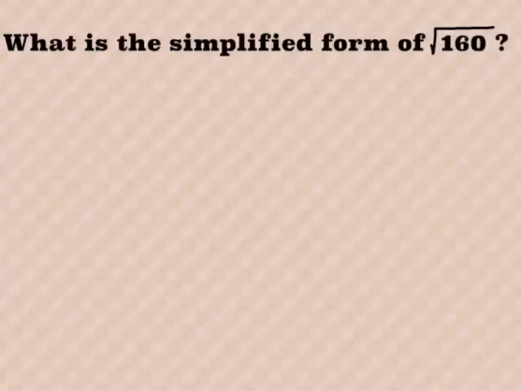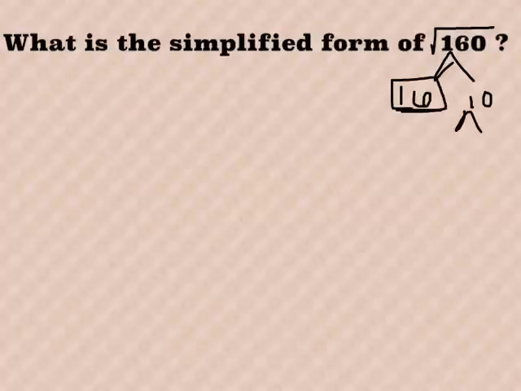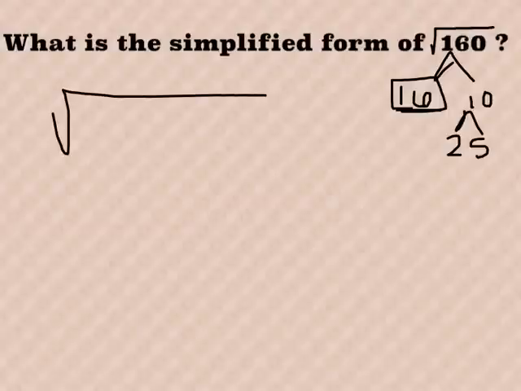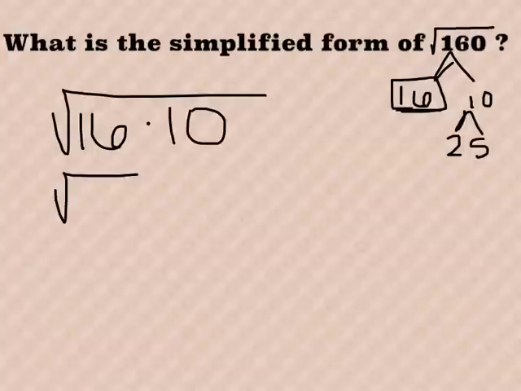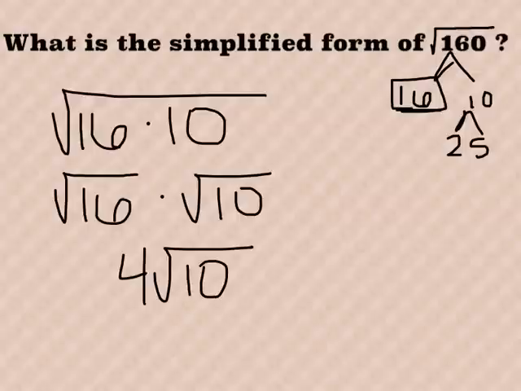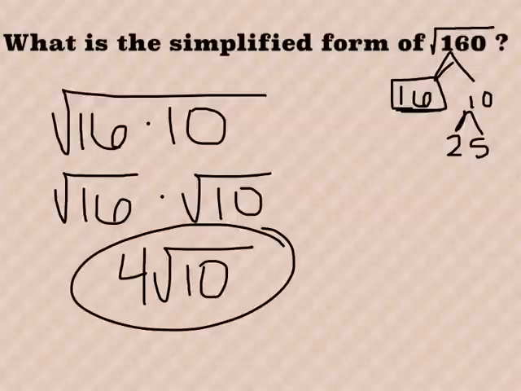So let's do some simplifying. What is the simplified form of the square root of 160? So the first thing is we want to break down our factors. What are the factors of 160? Well, there's 16 and 10. I know that 16 is a perfect square, so I'll leave it there. 10 goes down to 2 and 5. None of those break down, so I'm going to go ahead and call this the square root of 16 times 10. Which is the same thing as the square root of 16 times the square root of 10, which is the same thing as 4 times the square root of 10, and that is our simplified form.